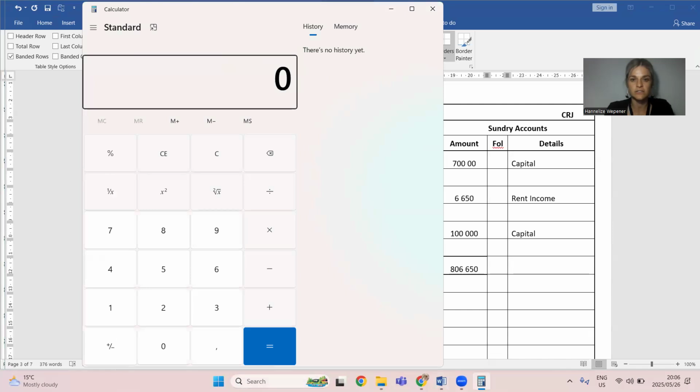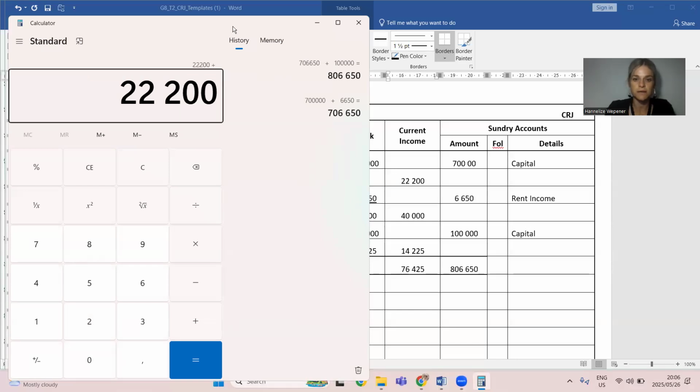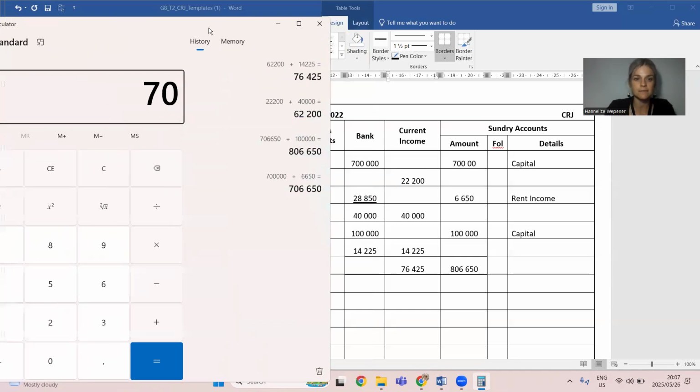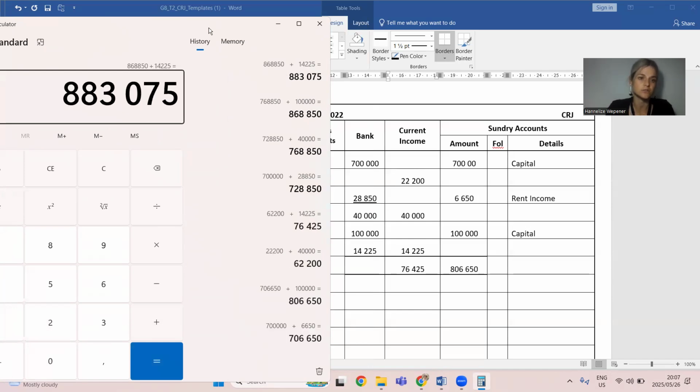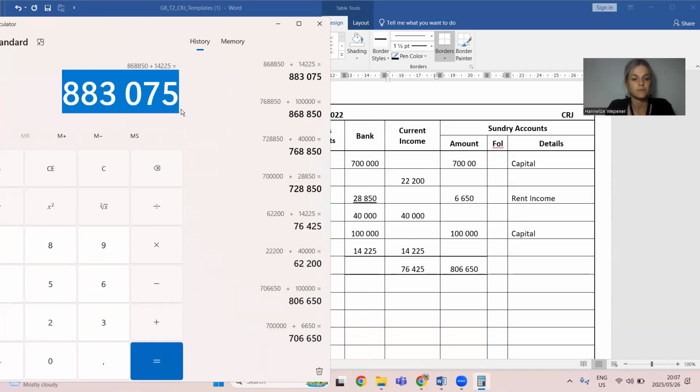Okay, so we have the 700,000 capital plus the 6,650 rent plus the 100,000 capital, 806,650. Then 22,200 plus 40,000 plus 14,225, so 76,425 in bank, plus 28,850, and the 40,000, and the 100,000, and the 14,225. So there we go.